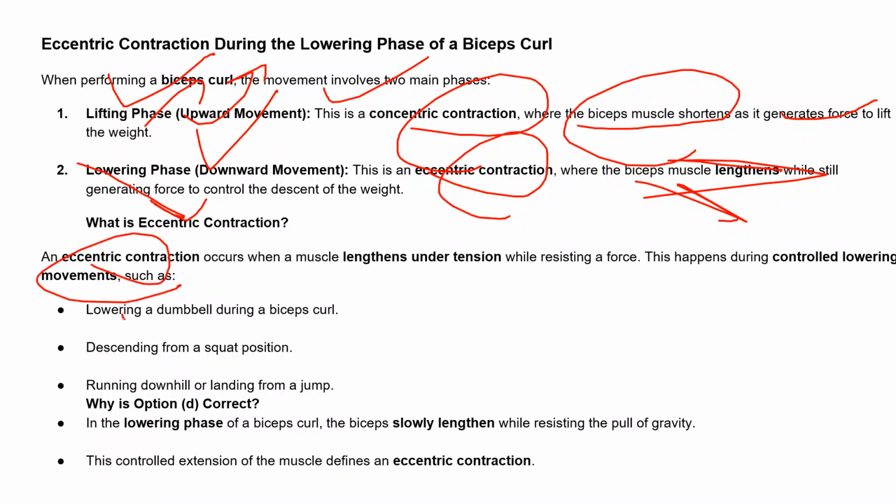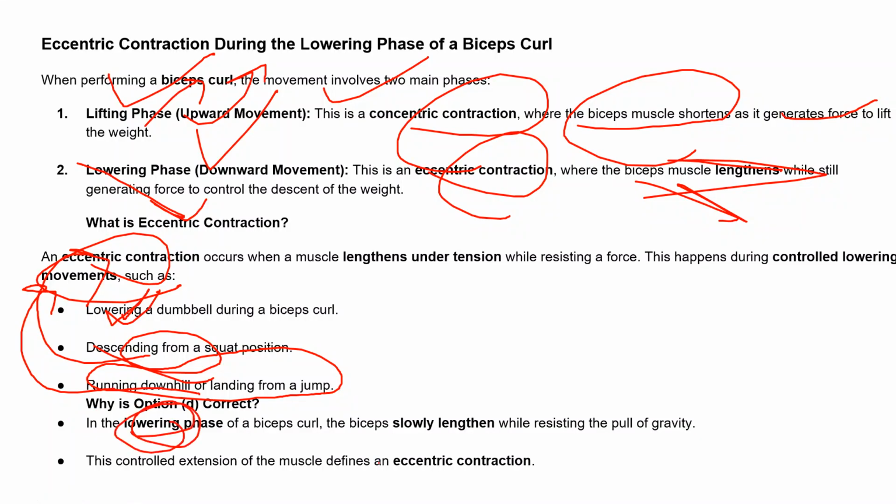Another example, besides lowering a dumbbell, is descending from a squat position. It will also come under the eccentric contraction. And running downhill or landing from a jump is also under the eccentric contraction. Also, why option D is correct: in the lowering phase, the biceps slowly lengthen while resisting the pull of gravity, and the controlled extension of this muscle defines an eccentric contraction.